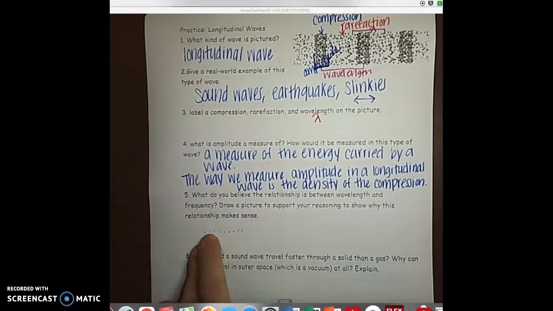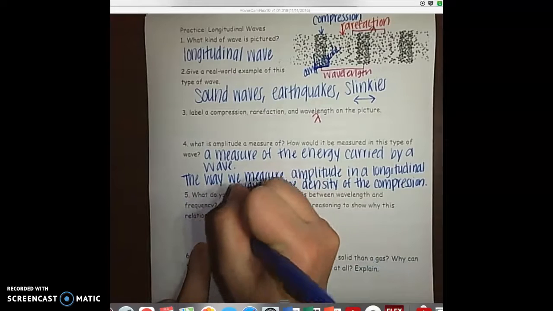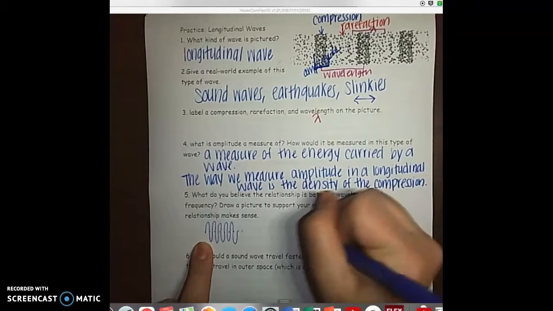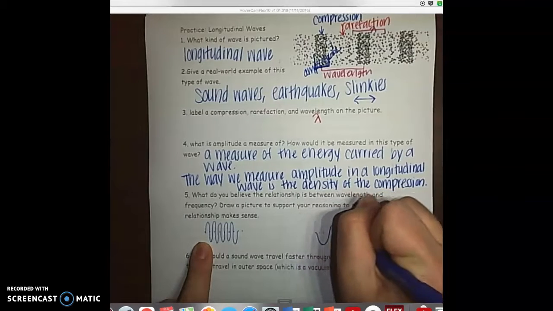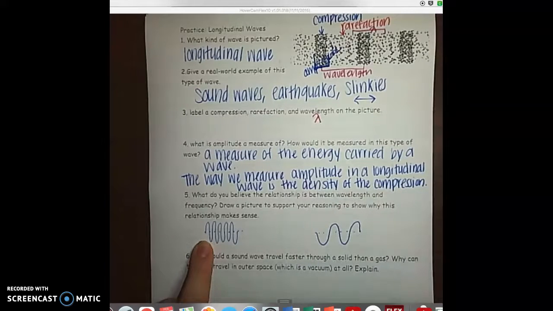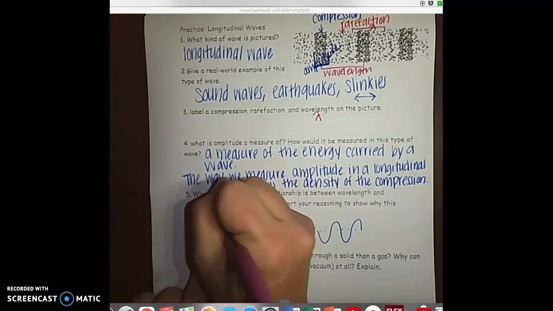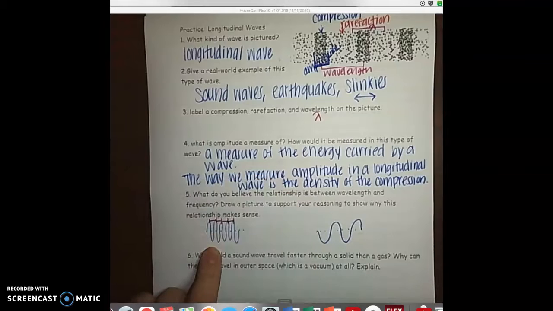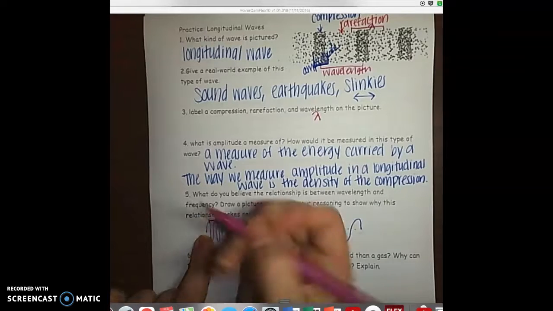So if I say that this is 1 second of time, and I have all of these waves, and then I have another second of time, and this is my waves. On this one, I have very short wavelengths. So I've got lots of wavelengths right here. Very short wavelengths. So that means that I'm going to have a lot of waves in that 1 second of time. So my frequency is going to be very high.